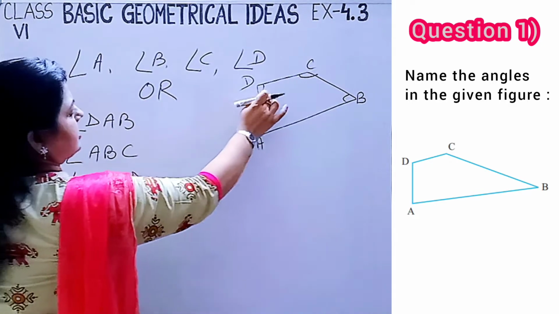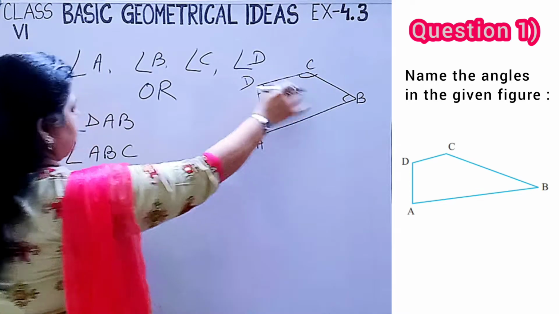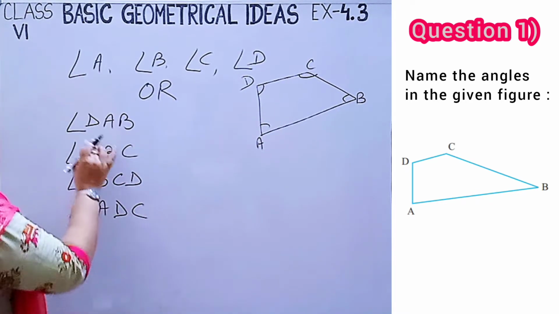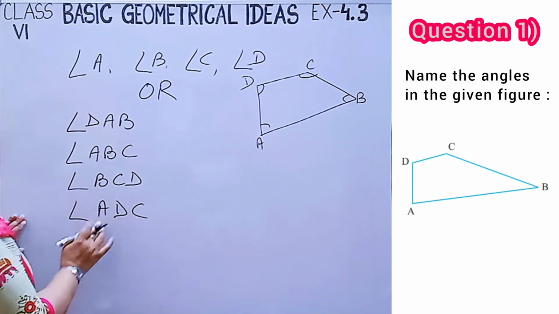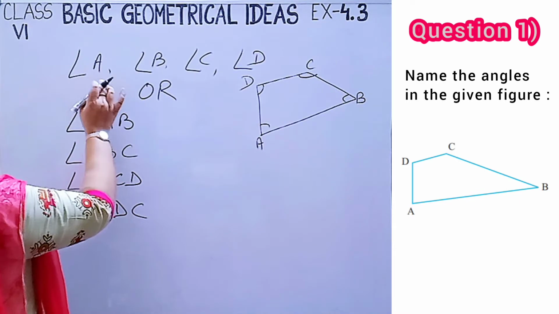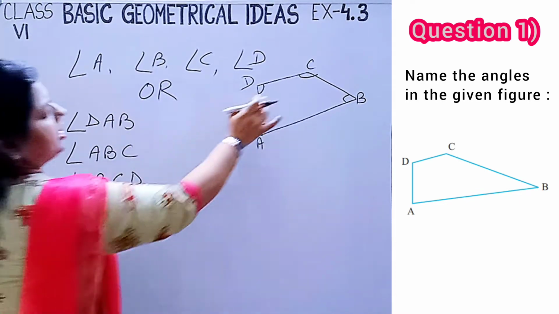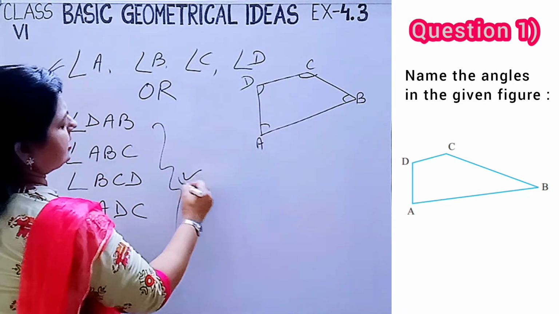Last one is D. So CDA or ADC. So angle DAB, angle ABC, angle BCD, angle ADC. So here finally we understood that we can write down name of the angles in this way also and this way also. Both are correct.